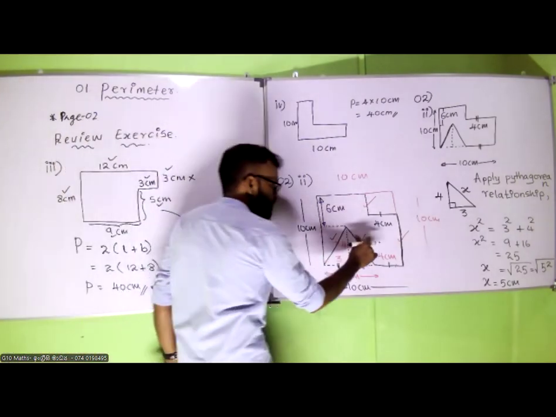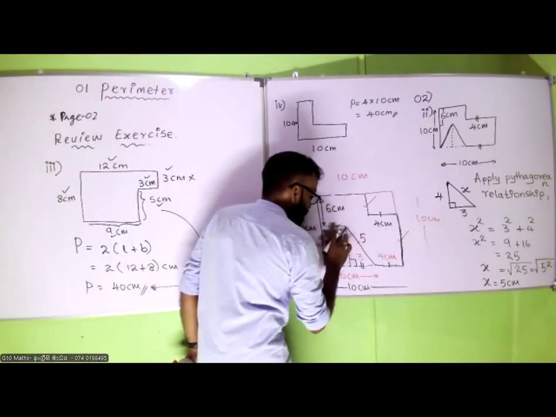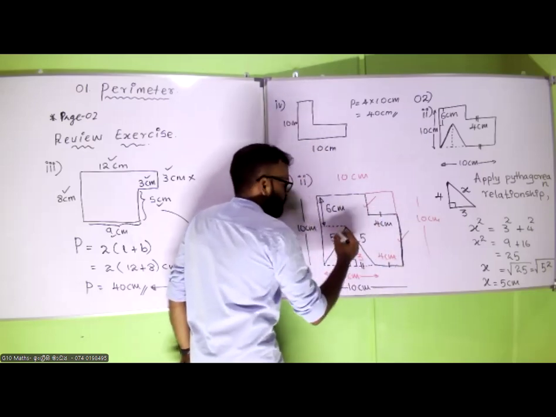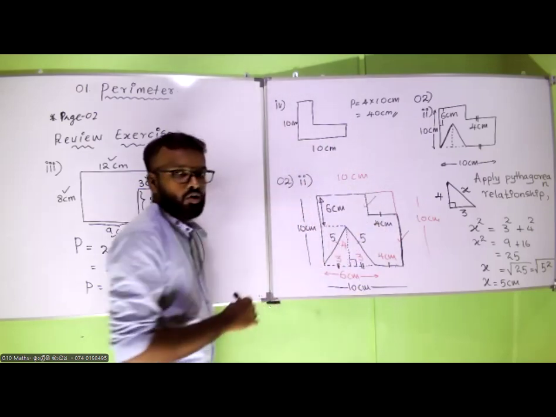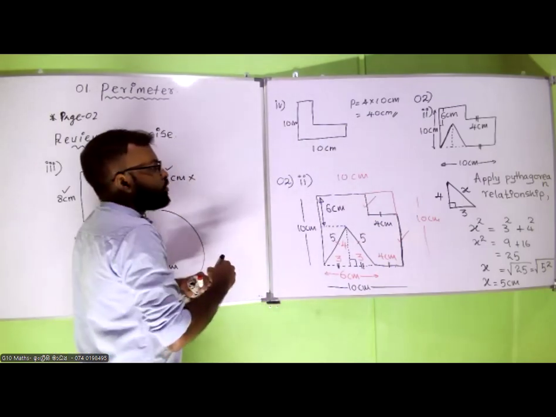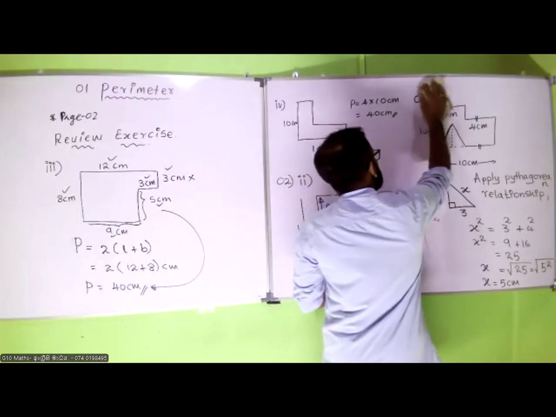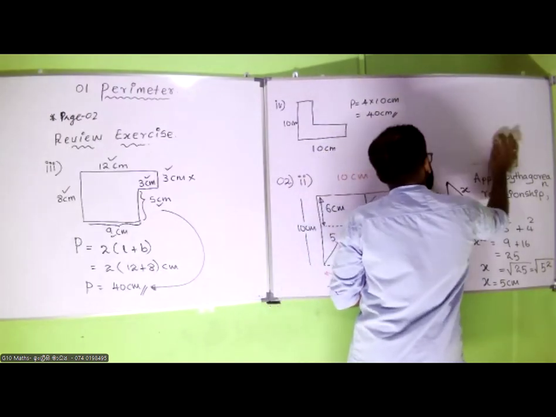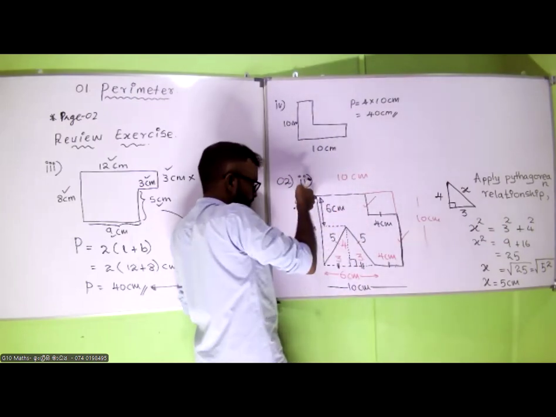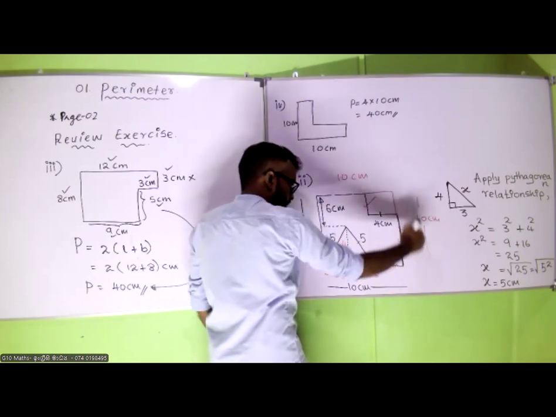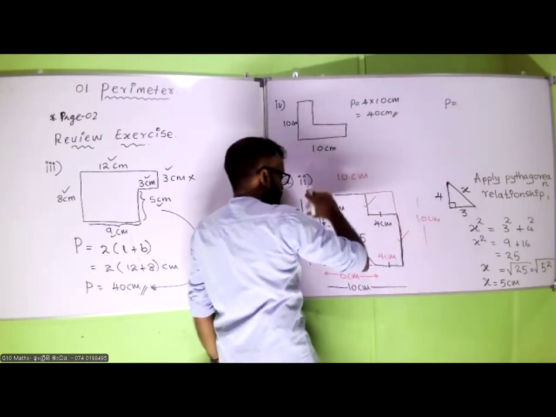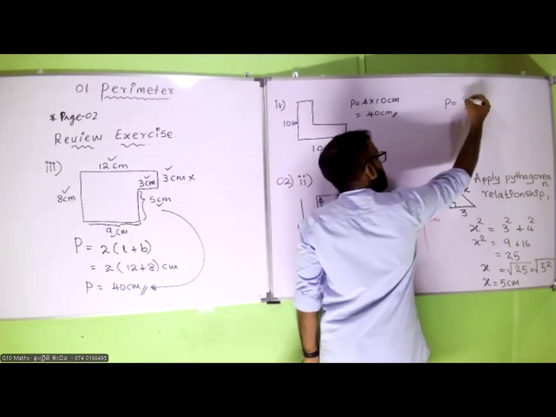So you know this is 5, this is 5. Now all the things are known, so just add. I will begin from this side: 10 centimeter, 10 centimeter, 10 centimeter. Perimeter: 10 centimeter plus 10 centimeter plus 10 centimeter.